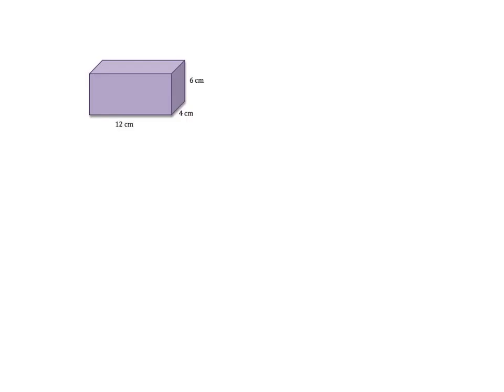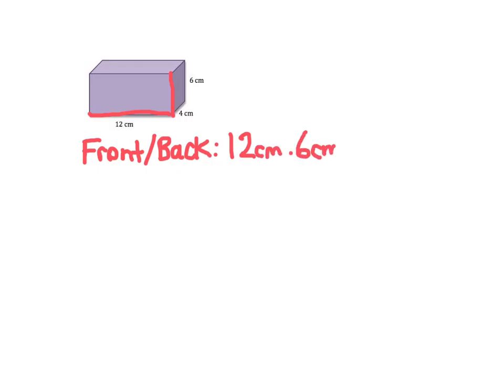Welcome back from pausing the video. Let's go ahead and list all the faces. So here we're going to list a front and a back. The front is going to be 12 by this dimension right here. What's that dimension? It's 6. So 12 times 6, and then times 2 to account for both front and back. Okay, let's do the sides.